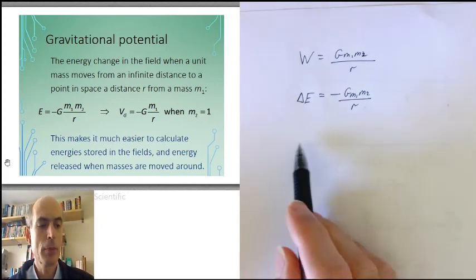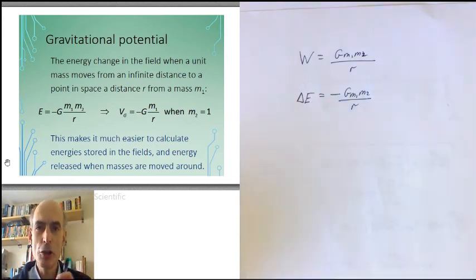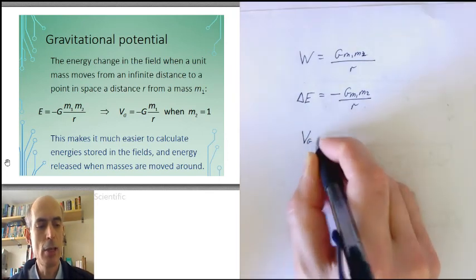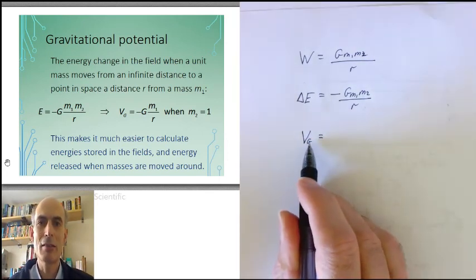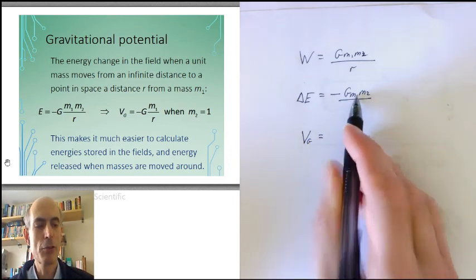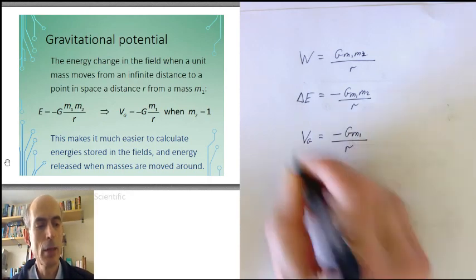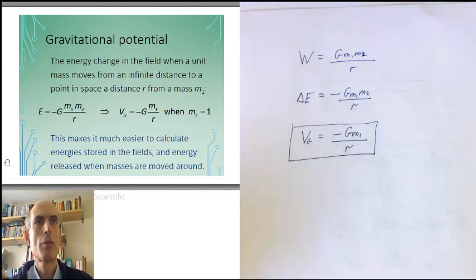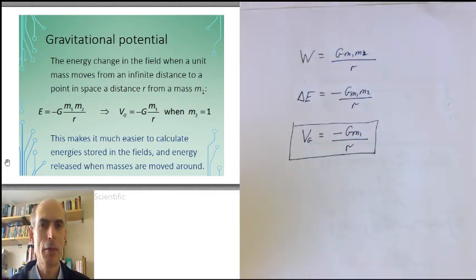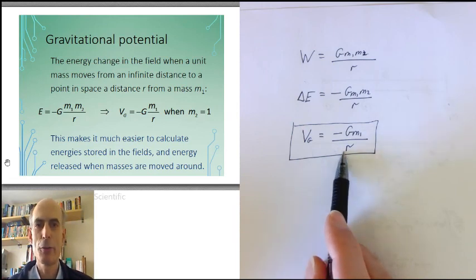The final stage is to say what is the change in energy if m2 is a unit mass, 1 kilogram. We'd write it as Vg, the change in energy of the gravitational field due to moving a unit mass from infinity to a distance r away from a mass m1, is minus G m1 over r. And we call that the gravitational potential. And that makes calculations to do with gravity much simpler to do, as we'll find out in the next video.